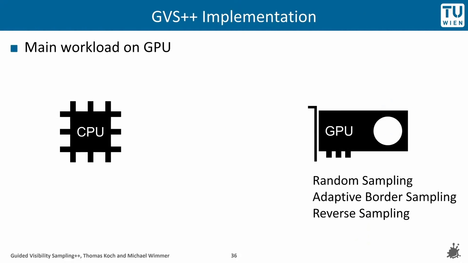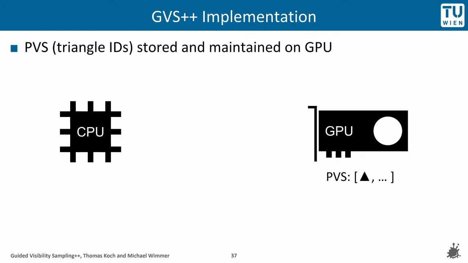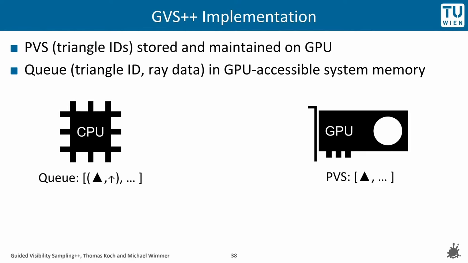I now want to get into a few noteworthy points about our implementation. The idea is that we execute the main workload on the GPU. That's all of these sampling tasks. Also, the PBS that stores the triangle IDs is stored and maintained on the GPU. We also store a queue with triangle IDs and ray data in GPU accessible system memory.